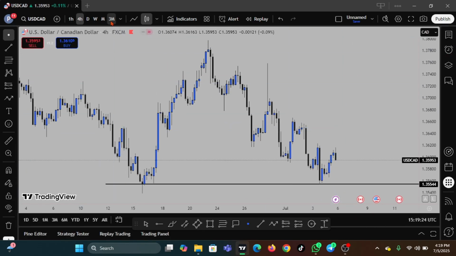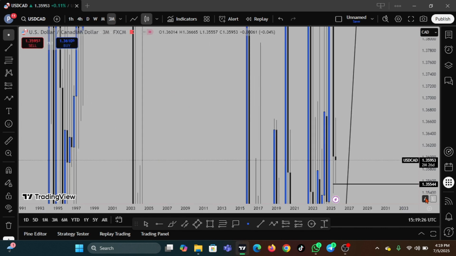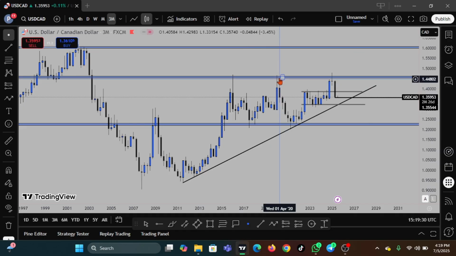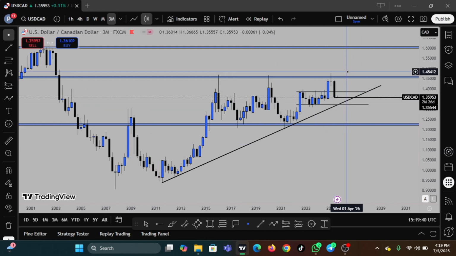On USD CAD, this market on the higher time frame structure, we are bearish. We've tested a key zone on the 3-month chart where price has been rejecting for so many years. And if you look at the past 9-month candlestick, this one representing 3, 3, 3, that is 9 months. So for the past 9 months now, we have a candlestick pattern, which is an evening star indicating selling bias.